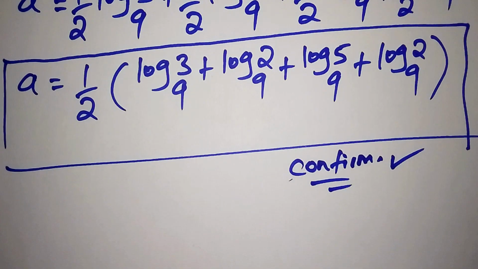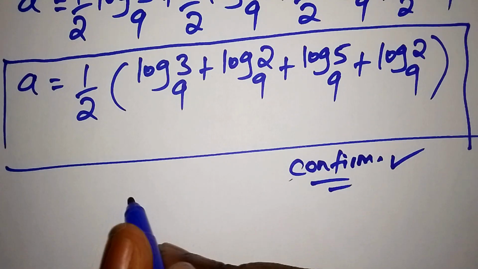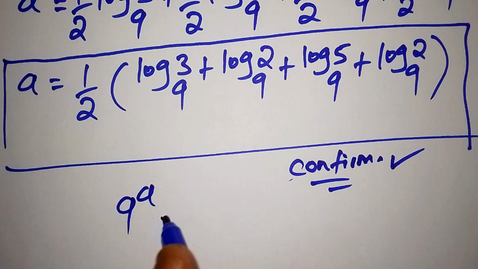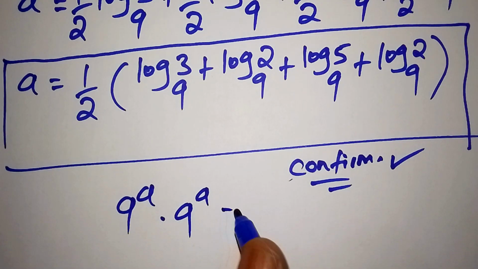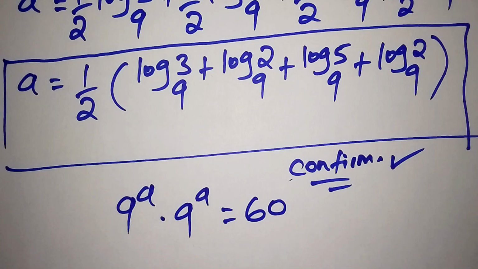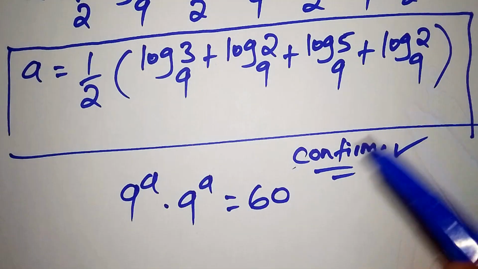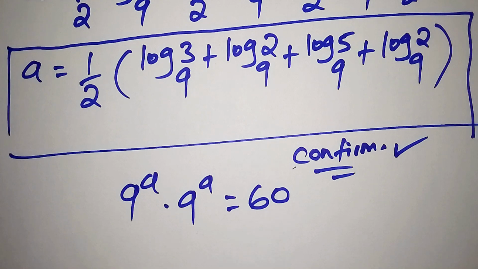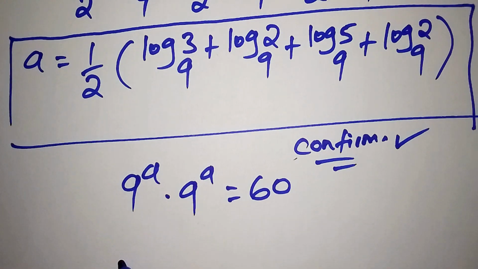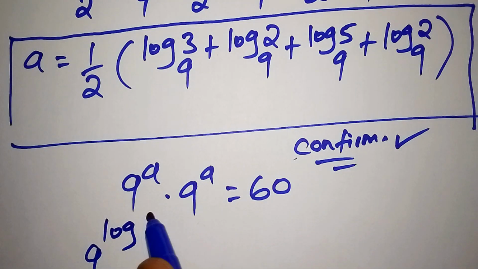So let us now have the maths problem. We had 9 to the power of a, multiplied by 9 to the power of a, is equals to 60. So now, where there is 9 to the power of a, we shall have all of this. So now we shall have 9 to the power of a, that is 9, then the log of 3 to the base of 9.